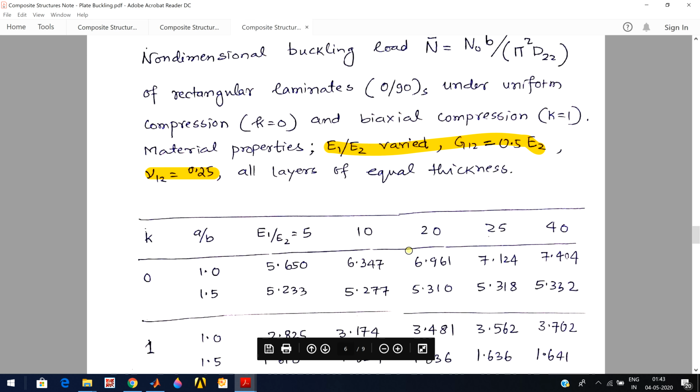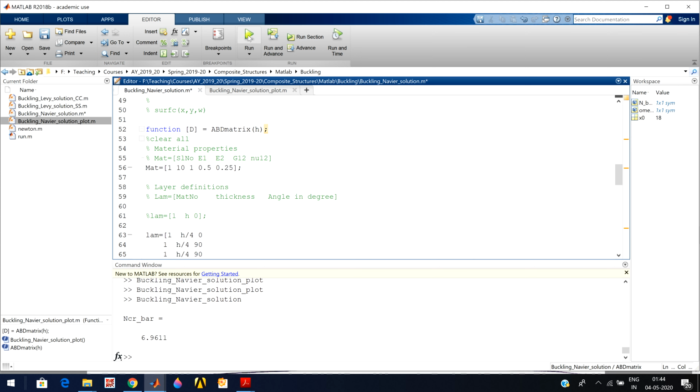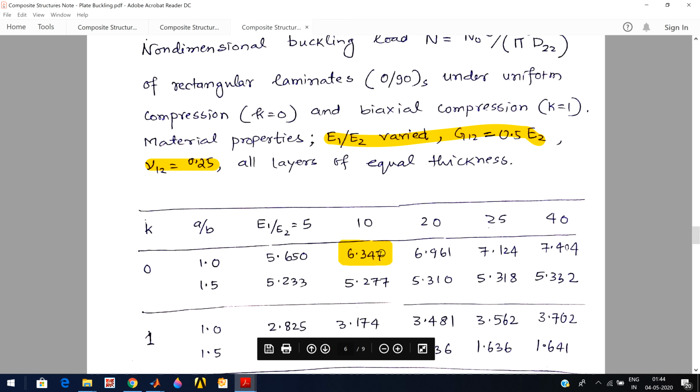6.9611 is equal to 1 and k is equal to 0, and this number. So here we have set the e values to 20. If we change to 10 and then run, I'll get 6.3471, which is this one. And then as the differential aspect is 1.5, we'll get this here, 1.5, then run, we'll get 5.2768, which is this one.